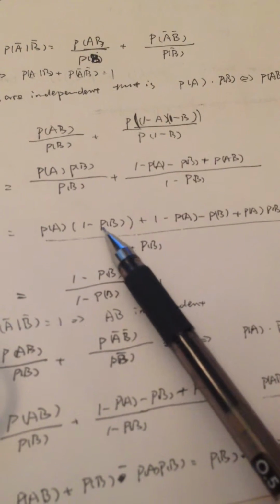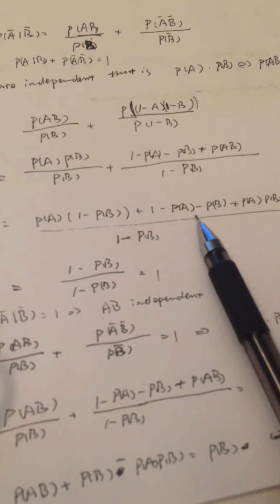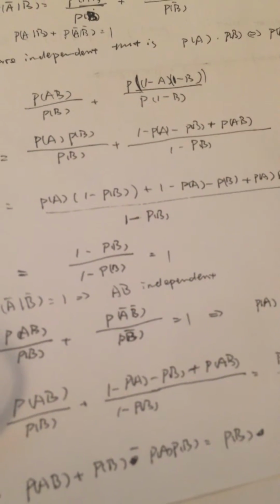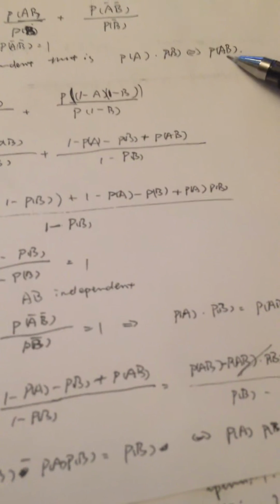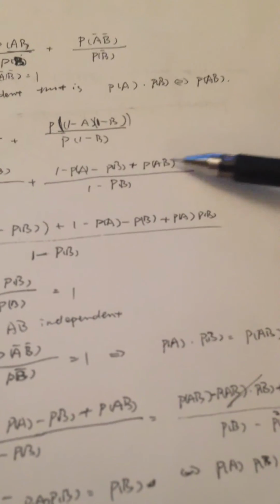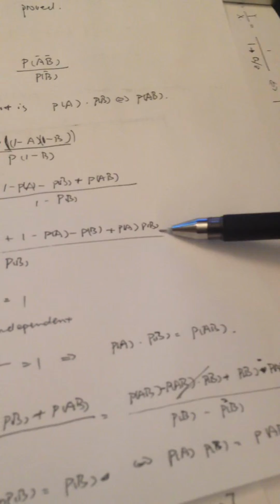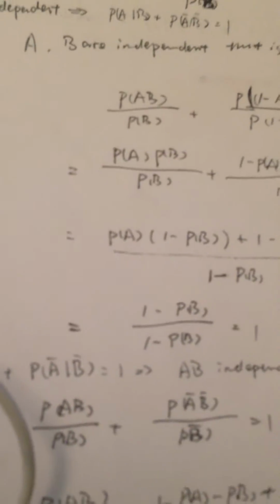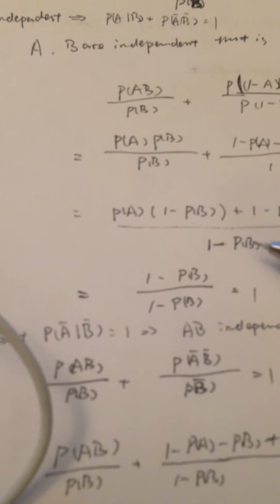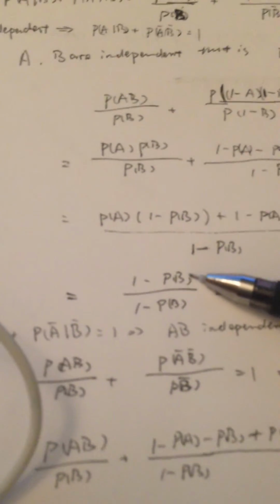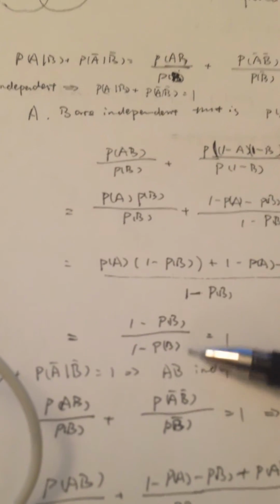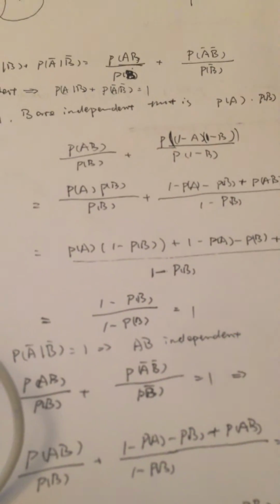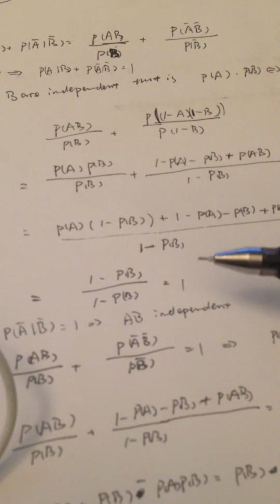Everybody can just do the calculation in this part. Then we use the condition here, that the probability of A and the probability of B multiply each other. After these steps, we find that the denominator and the numerator are all the same, 1 minus the probability of B, and that ends up being 1, so the first step of this question is proved.